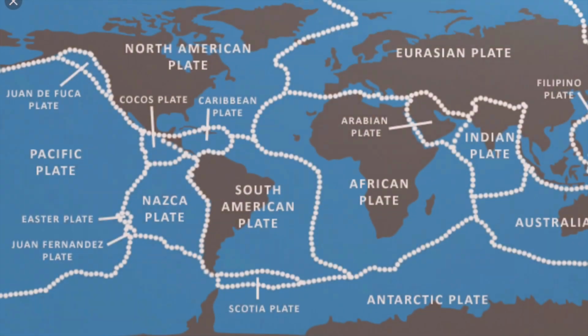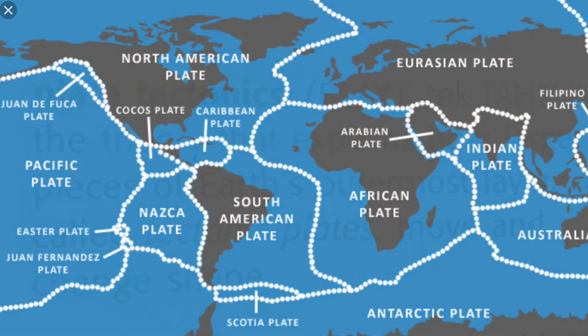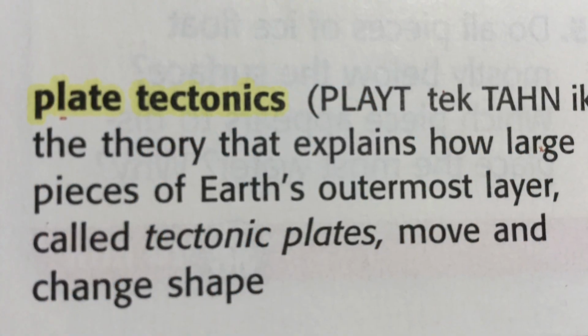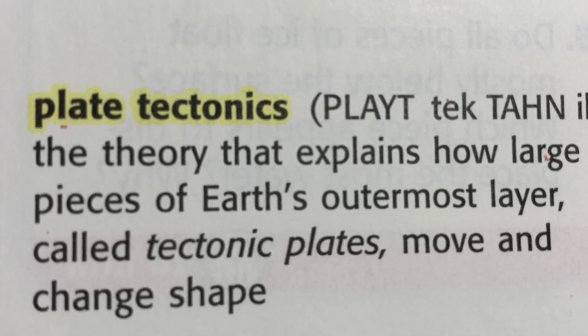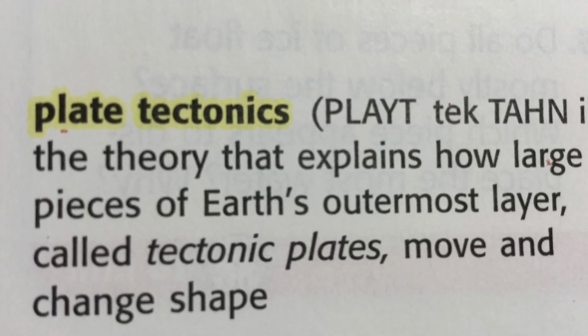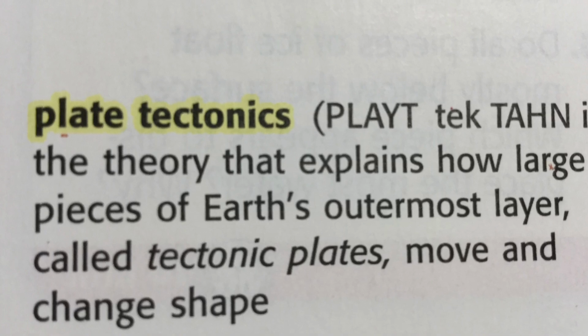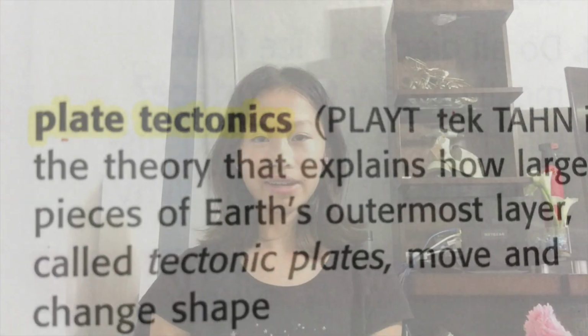Now I'm going to be moving on to theory of tectonic plates. According to our science textbook, plate tectonics is the theory that explains how large pieces of the Earth's outmost layer, called tectonic plates, move and change shape. There are 7 major tectonic plates: the African, Eurasian, Indo-Australian, Pacific, Atlantic, North American, and South American plates.